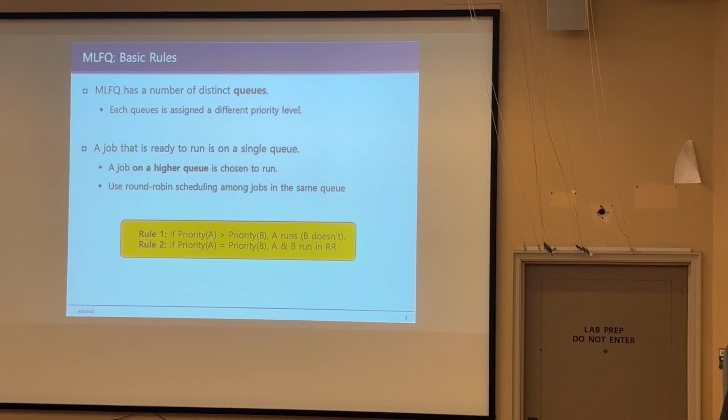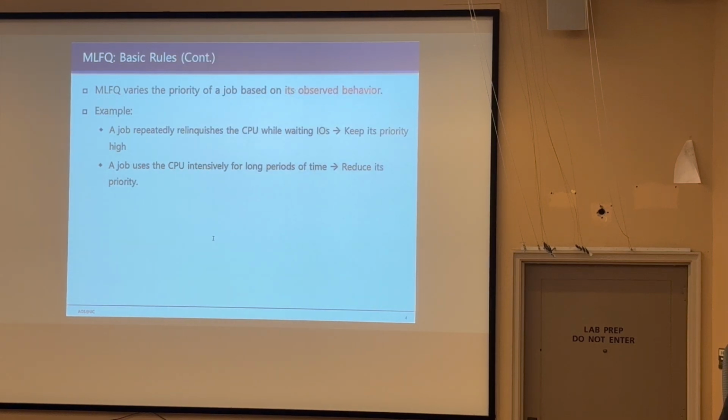So they are very intuitive. Now the later rules are more interesting. Multi-level feedback queue varies the priority of a job based on its observed behavior. Try to predict the job's future.